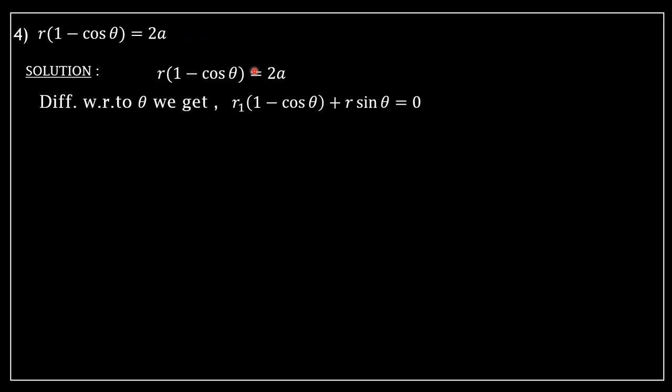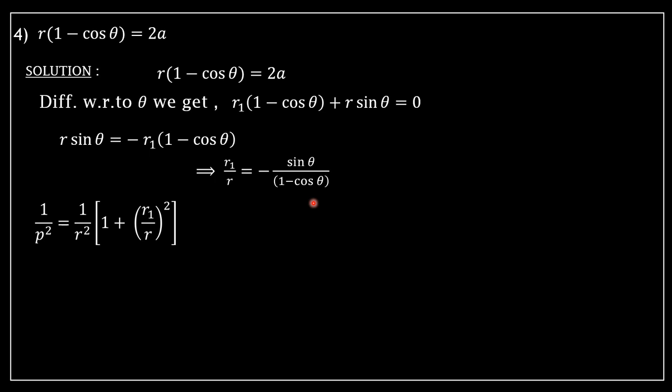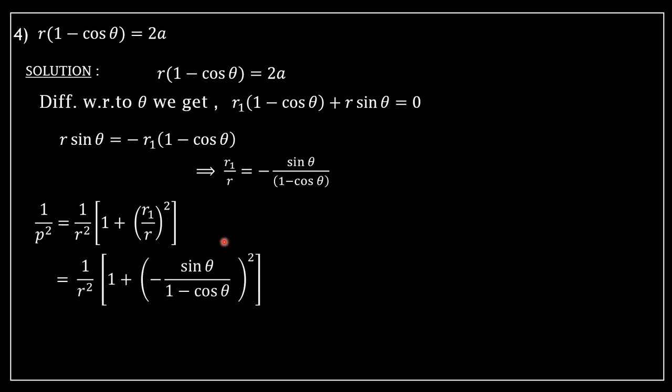What is the differentiation of 1 minus cos theta, students? It is sin theta, right? So let me rearrange the terms in order to get the ratio R1 by R, so that R1 by R is equal to minus sin theta divided by 1 minus cos theta. Let me substitute it in the equation. 1 by p square is equal to 1 by r square into 1 plus r1 by r whole square. So by substituting, the equation reduces to the form 1 by r square into 1 plus sin square theta by 1 minus cos theta whole square.